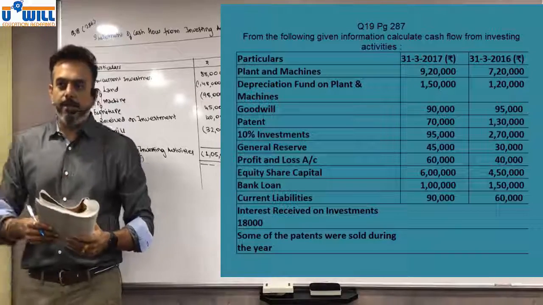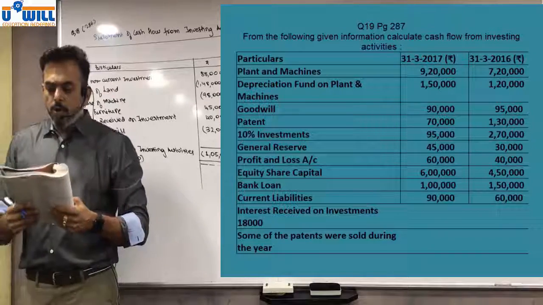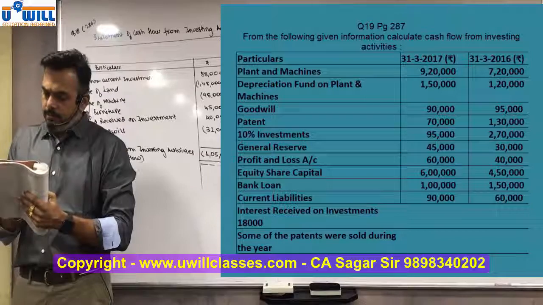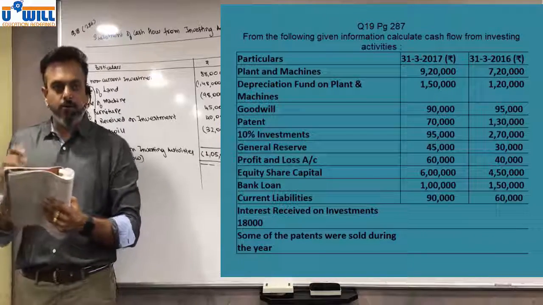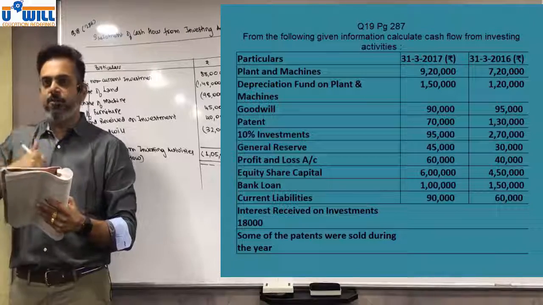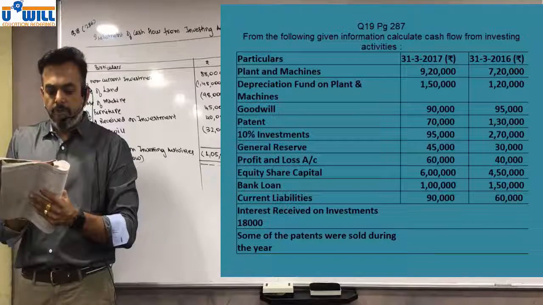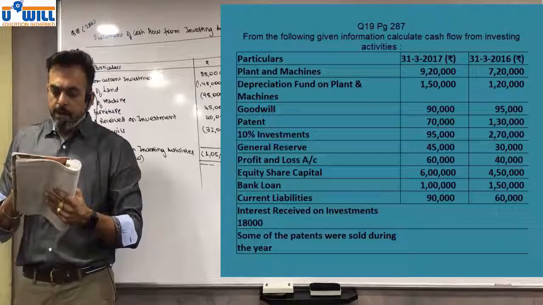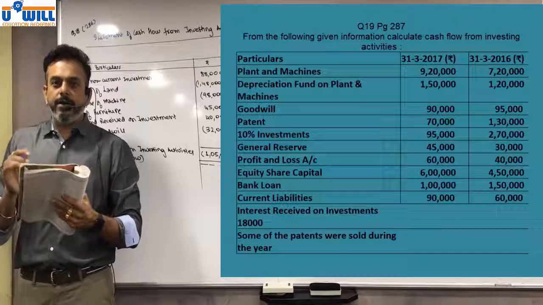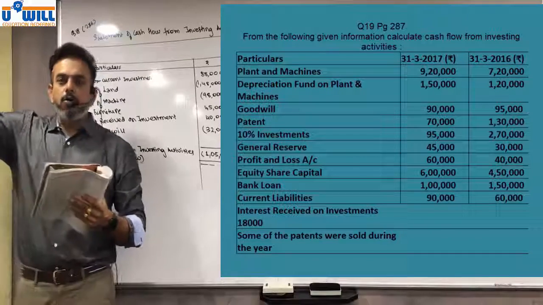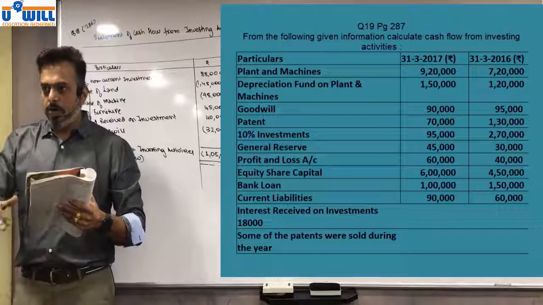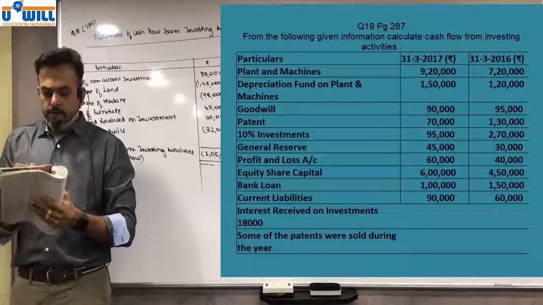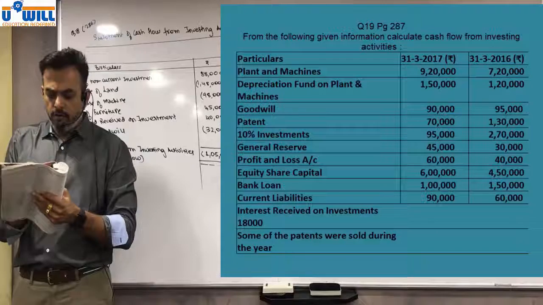Do we need to do anything about depreciation? No. Patent: it went from 1,30,000 to 70,000. Patent has decreased, it means we have sold. So cash comes in, plus. 10% investment was 2,70,000, it became 95. It has fallen, so we have sold. So plus.